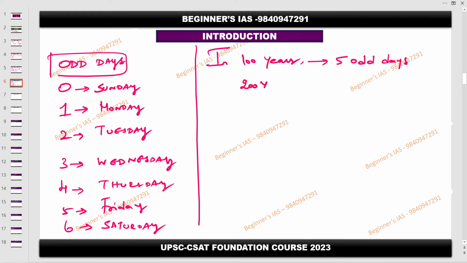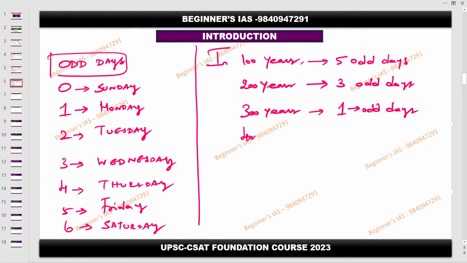Listen carefully. In 200 years, you have 3 odd days. It's a shortcut, I will tell you the shortcut: 5310. It's like a number you need to remember. In 300 years, I can also give a detailed answer on how to get 5 odd days for 100 years, then the remaining ones are quite easy. Does anybody need that? Yes, sir. In 400 years, it's 0 odd days. These numbers are very important: 5310. It's like a password, so try to remember 5310.